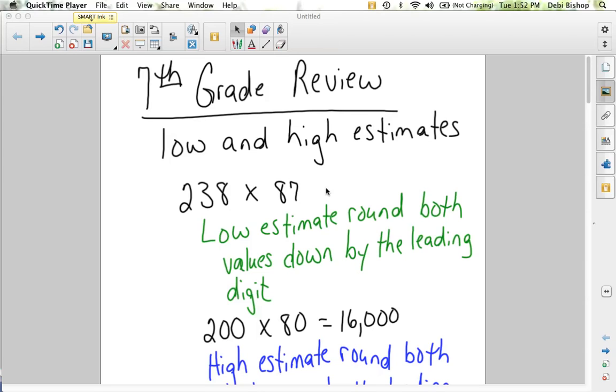So, in order to find the low estimate, you round both values down by the leading digit. Now, the leading digit in 238 is 2, and the leading digit in 87 is 8. So, if I were to round down, 238 rounds to 200, 87 rounds to 80, and then 200 times 80 is 16,000. So that would be your low estimate.